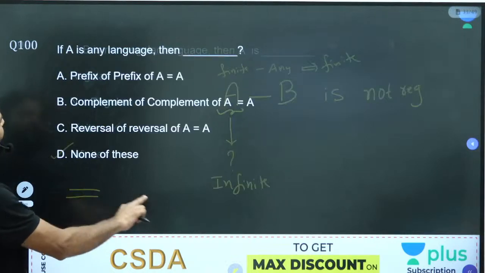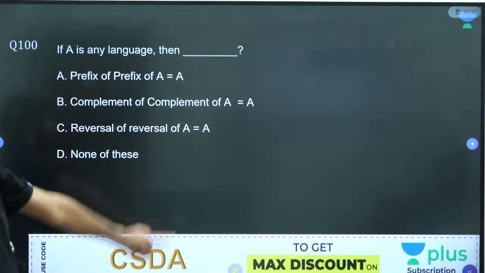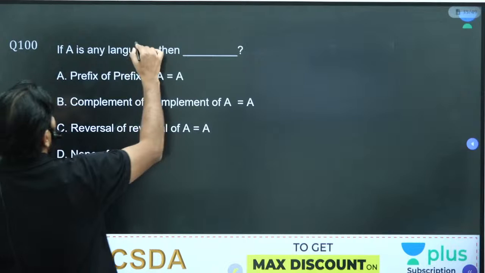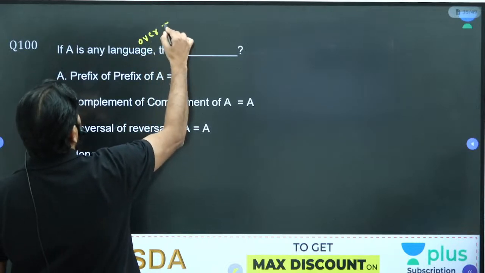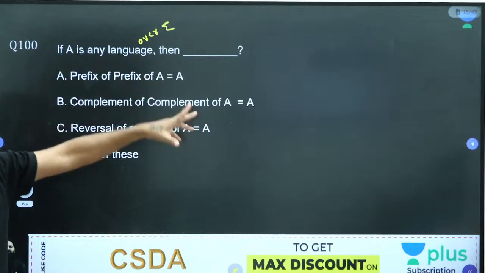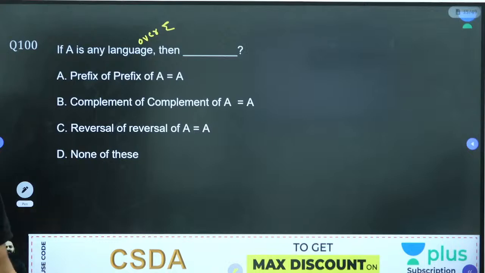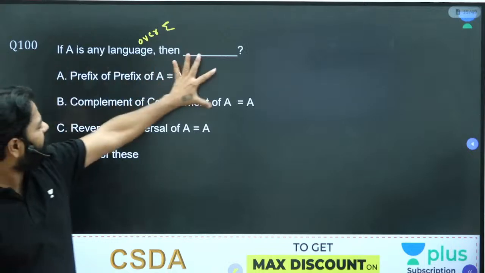So now I will give you one question. Try it on your own. If A is any language, we don't know, some language over some sigma, then prefix of A. First you should find prefix of A, then for that again you should apply the prefix operation. Is it equal to A?